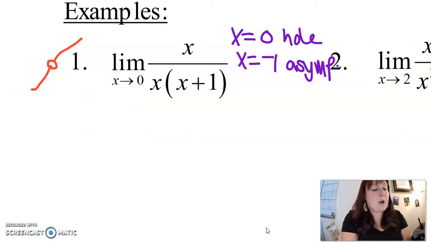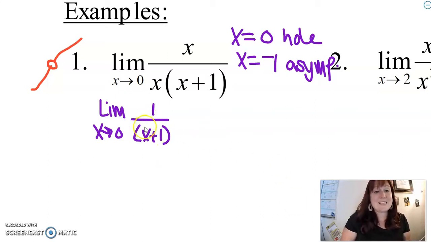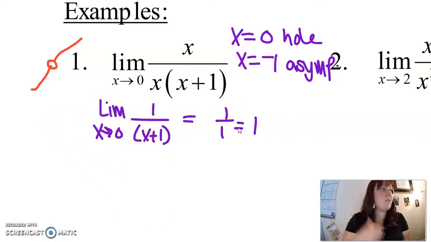What we know about the properties of limits is that the limit as x approaches 0 of this whole function is the same as the limit as x approaches 0 of the reduced function. So we cancel out those x's and we end up with 1 over x plus 1. Well, what's the limit as x approaches 0? Again, let's try direct substitution, because this is a continuous function, so I can use direct substitution. When I do that, it equals 1 over 1, which equals 1. So the limit as x approaches 0 of the reduced function is 1, and because of limit rules, I know that the limit as x approaches 0 of the original function is also 1.